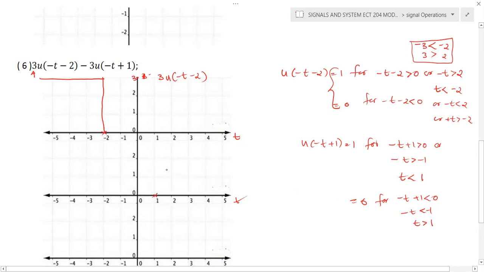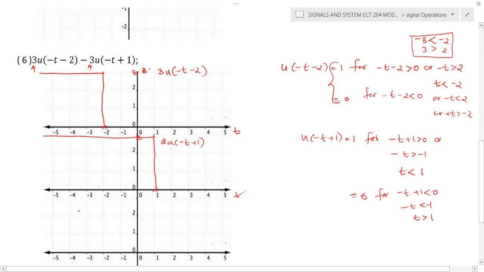Okay, and we need the graph for t less than 1. T less than 1 means 0, minus 1, minus 2, etc., towards the left, and we need to multiply the signal with amplitude 3. So from this point to minus infinity, or towards the left side, the signal amplitude is 3 and the signal is indicated as 3 u of minus t plus 1. Now we can see that we need to perform the subtraction operation.